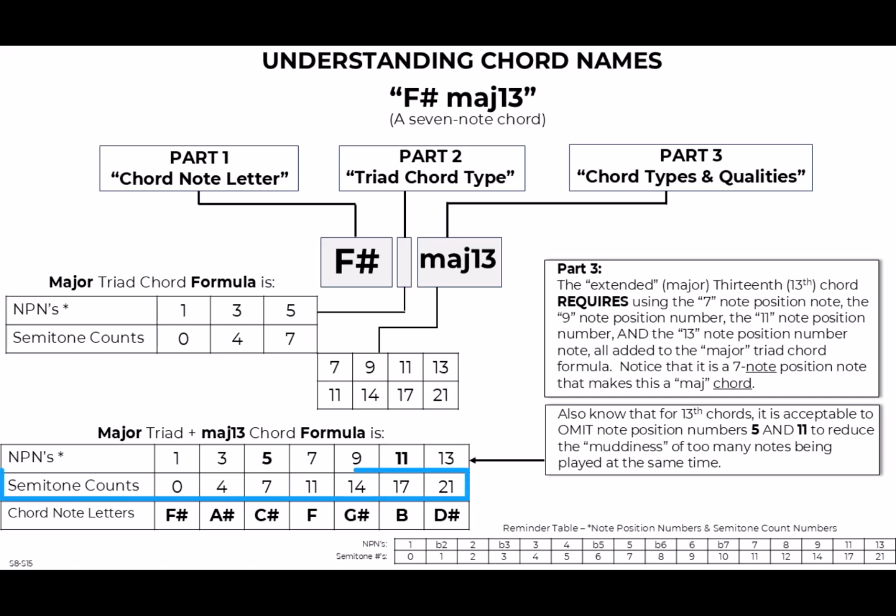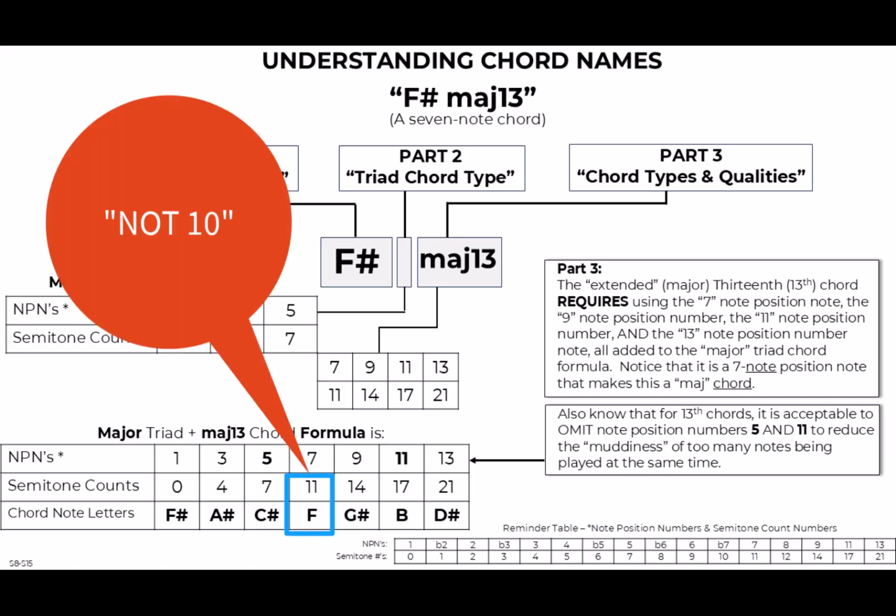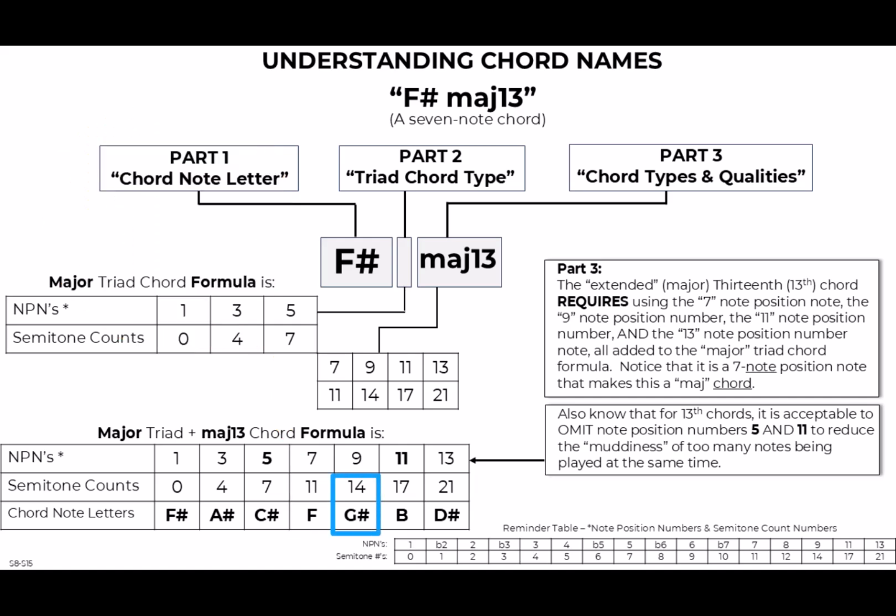Thus, the semitone count numbers begins with an F-sharp note, the 0 count. The 4 count is the A-sharp note. The 7 count is the C-sharp note, but you'll see we're going to omit that. The 10 count note is the F note, the 14th semitone count is G-sharp note, and then the 17th count is the B note, but we're going to omit that in a minute, and then the last is the 21 count D-sharp note. Thus, an F-sharp major 13th chord is formed with the notes F-sharp, A-sharp, C-sharp, F, G-sharp, the B note, and then lastly the D-sharp note.